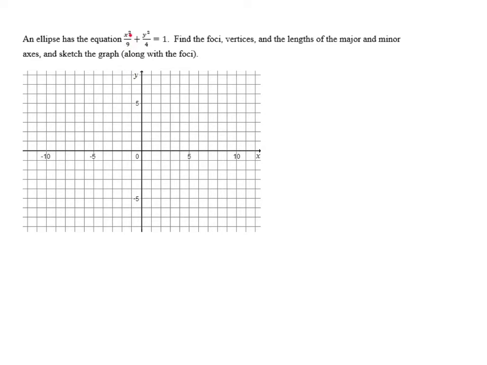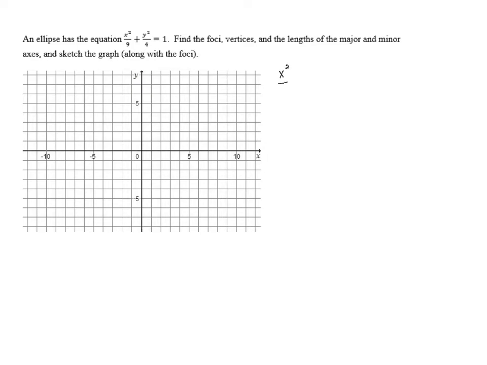and in particular, because the denominator on the x squared term is larger than the denominator on the y squared term, that means that this is going to be an ellipse that is wider than it is tall. Or in other words, the vertices are going to be on the x-axis.